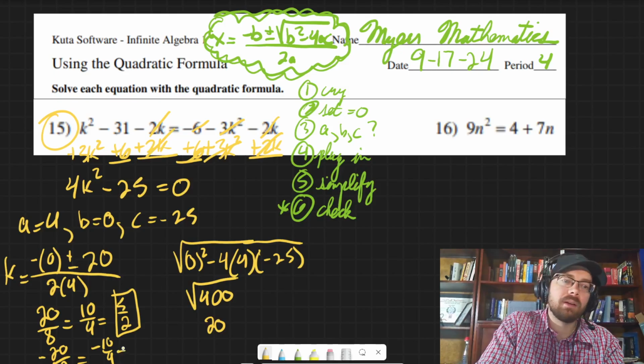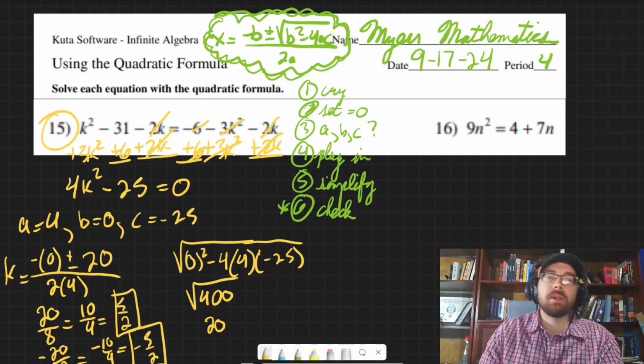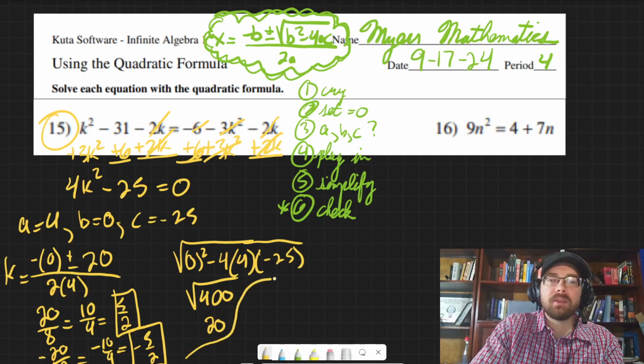There we go. And that's going to be negative 5 halves. So plus or minus 5 halves. So why was it that this one was kind of overkill?